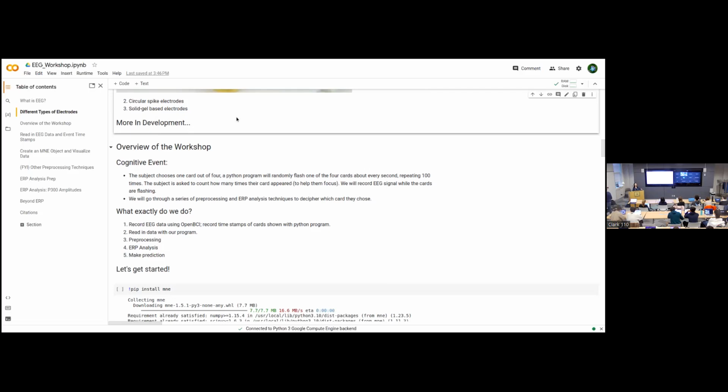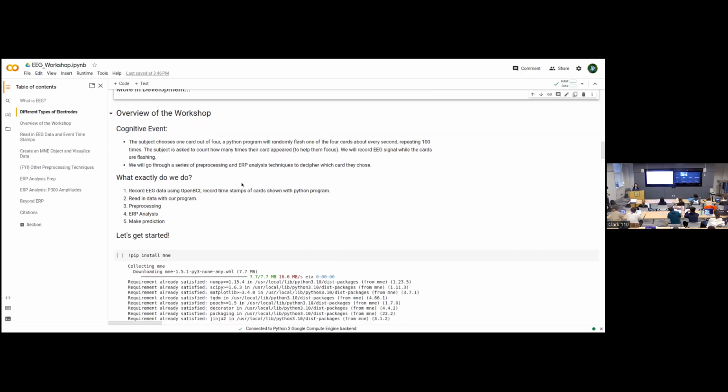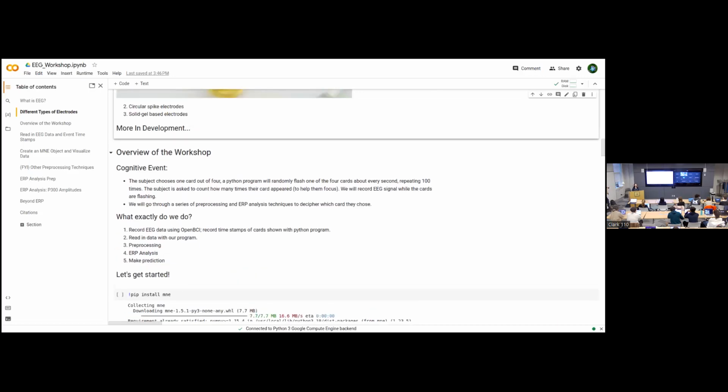If you came to the EMG workshop, you will remember that we used these types of electrodes for the EMG workshop. That's why I've also included them here, because you've seen them there. Now I'm going to get into the specifics of the demo that we're working on today.